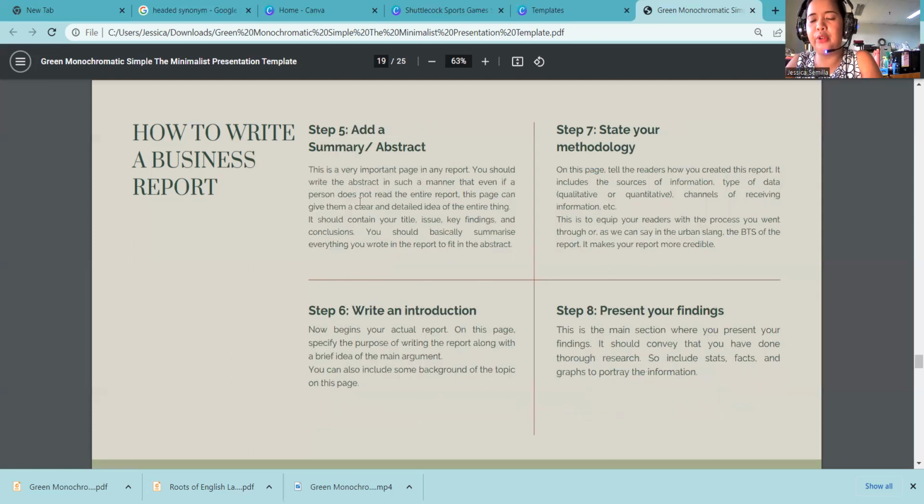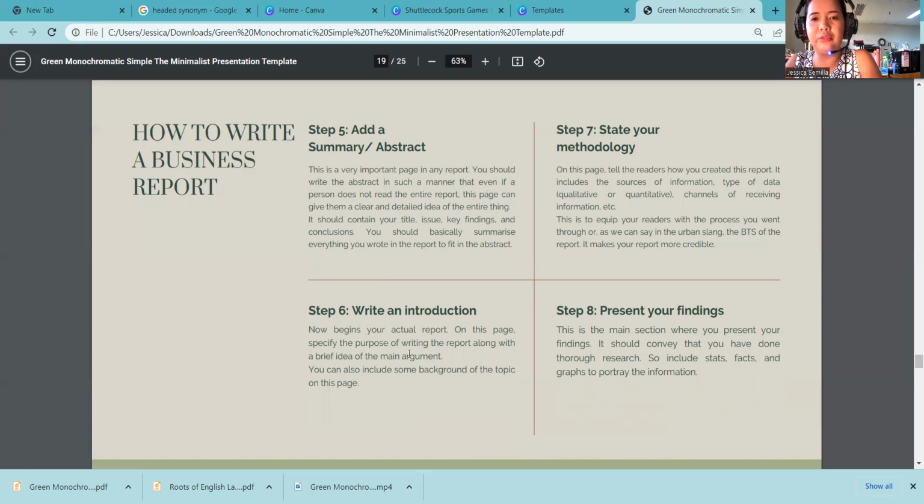Next, after putting the table of contents, we're going to have the abstract. What do you mean by abstract? The abstract is basically the summary of the report. You should write it in such a manner that even if a person does not read the entire report, she will have the gist of what the report is all about. This page can give them a clear and detailed idea of the entire thing, and it also contains the title, issue, key findings, and conclusion.